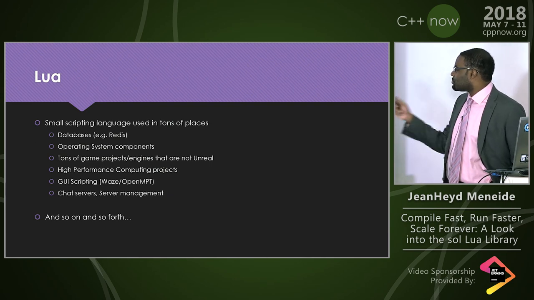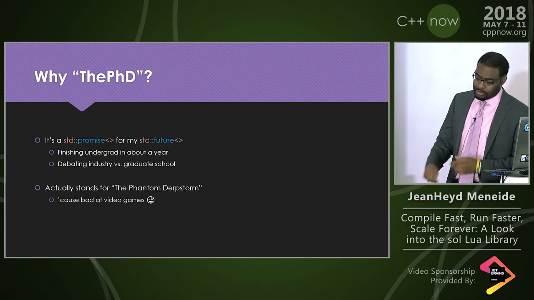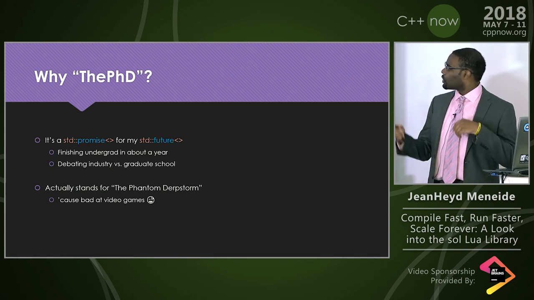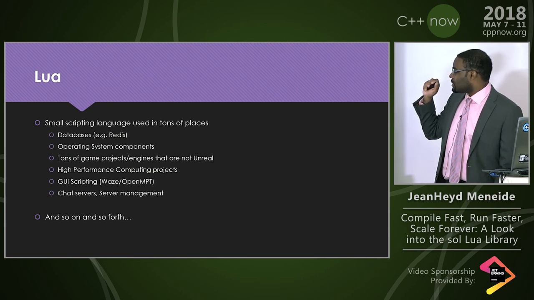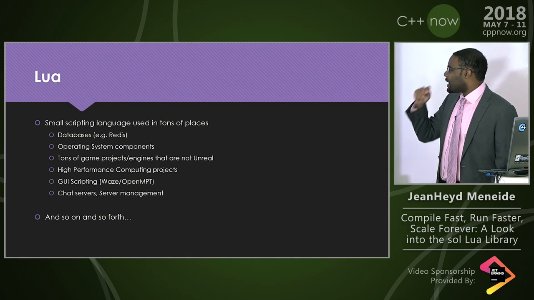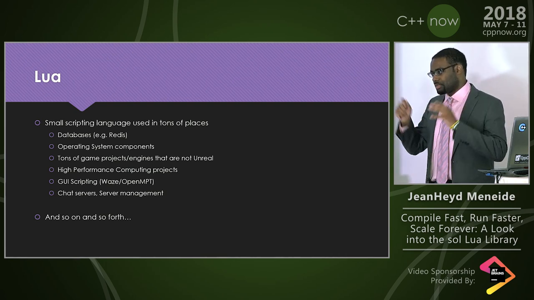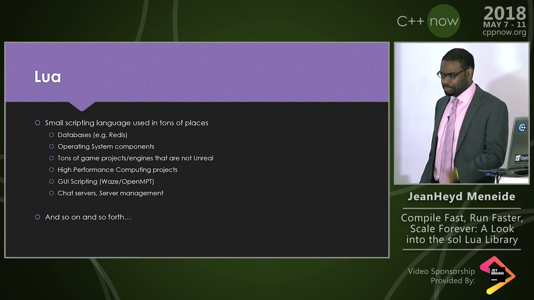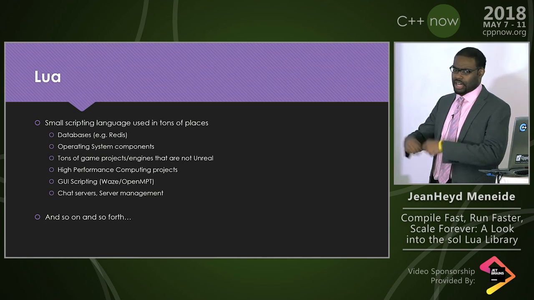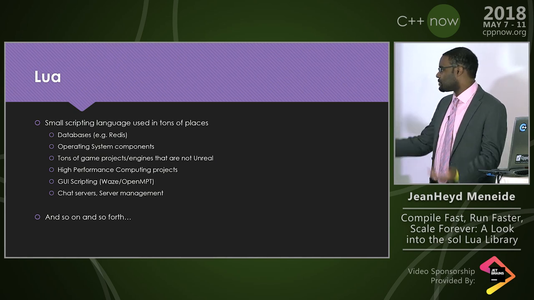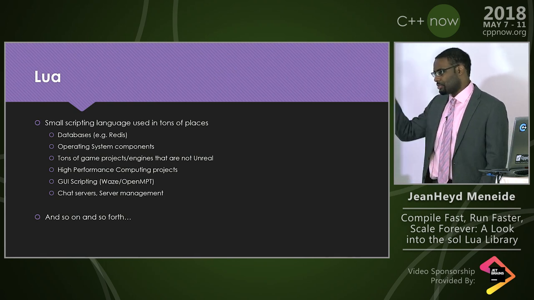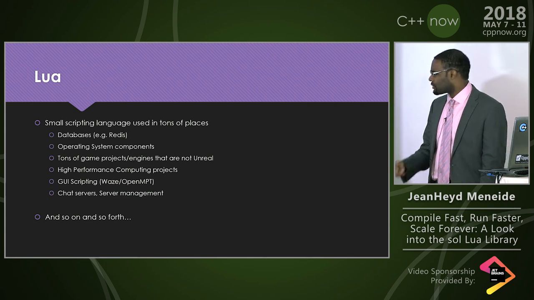So what is Lua? Lua is a small scripting language used in tons of places. It's used in databases, like Redis's scripting language is Lua. A bunch of operating system components actually use Lua as a scripting language, which I didn't think they would do, but they totally do. Game projects are how Lua got super popular. I think Tim Schafer picked it up for Psychonauts or one of his older games, and that galvanized Lua's use in the games industry. There's a page on Wikipedia you could scroll forever about all the games that use it. Famously used for World of Warcraft and all that.